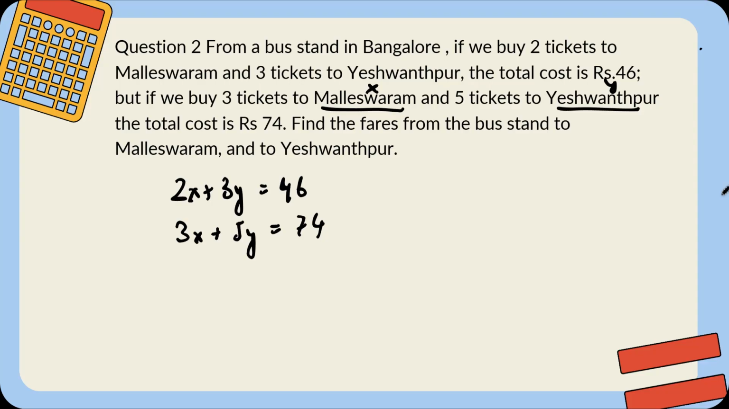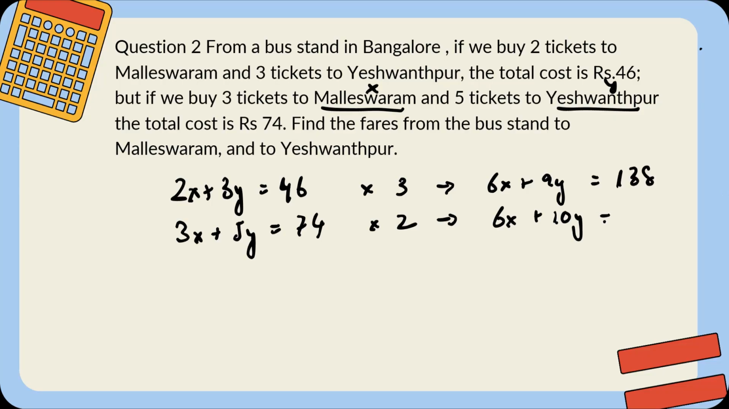Now we need to solve these two linear equations in two variables. We'll do elimination. So we need to make the coefficients the same. So I'm multiplying with 3 in the first equation and 2 in the second equation. So when I multiply with 3 in the first equation, I will get 6X plus 9Y, and with 2 in the second equation, I'll get 6X plus 10Y. And so 6X plus 9Y is equal to 3 into 46 is 138, and 74 into 2 will become 148. So this is the first and the second equation.